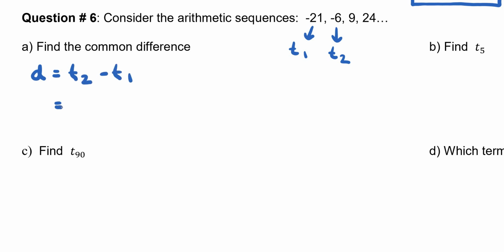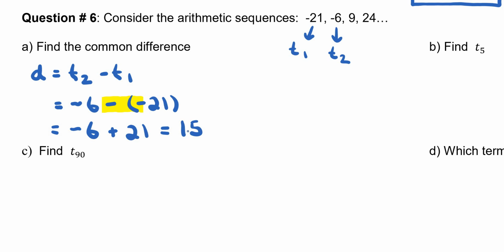As mentioned, the second term is negative 6, and then the first term is negative 21. Since we have two negative signs, we can change that into a positive sign, so negative 6 plus 21, and that's going to be equal to 15 as your common difference.